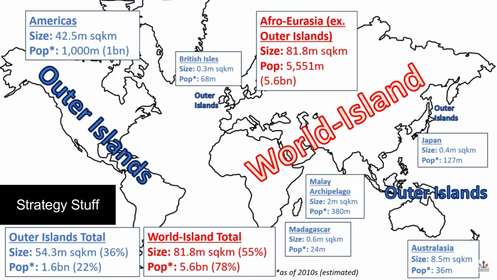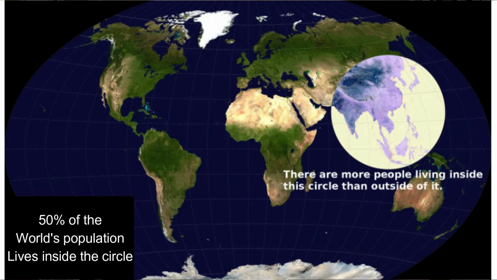Now the world island makes up about 78% of the world's population and about 55% of the total land area. So this is where human activity is, where the main focus for humanity is. When you contrast the world island to the outer islands, the outer islands combined only have about 22% of the world's population and only 36% of the world's total area. Antarctica isn't counted because no one lives there. So this means that human civilization is pretty much focused on what happens in Afro-Eurasia.